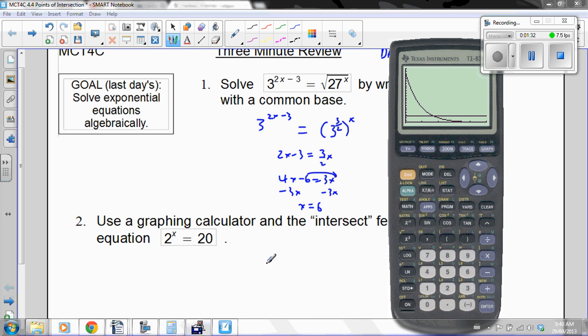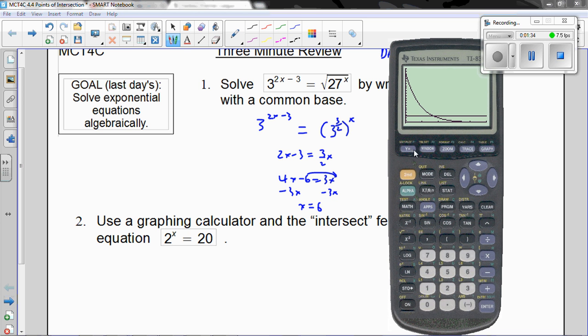Use a graphing calculator and the intersect feature to solve this equation. We did this the other day. This isn't the right one here. Let me go y equals, and then I'm going to put 2 to the exponent x in one side, and then the other side I put 20. And delete all. I should have pressed clear so I got all that other crud off there, but 20. And then my window settings, I don't know. Certainly not this much.